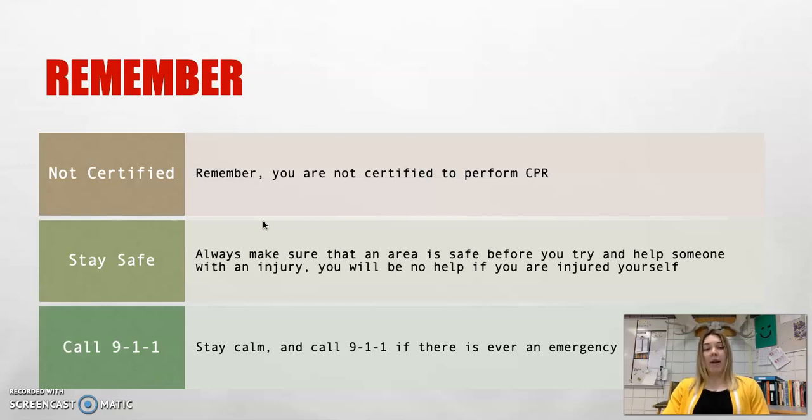And call 911. Stay calm and call 911 if there is ever any emergency situation. Even if you're trained in CPR, there's only so much you can do. You need someone who's perfectly qualified and well trained in each of these situations, someone like a paramedic or firefighter. Call 911 and they will come and help out.